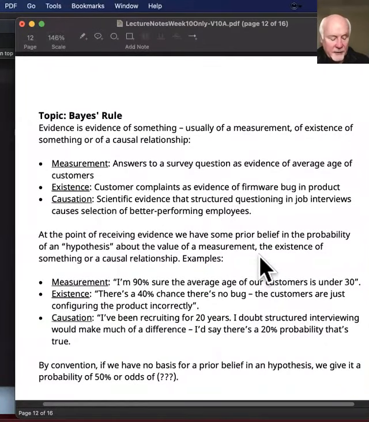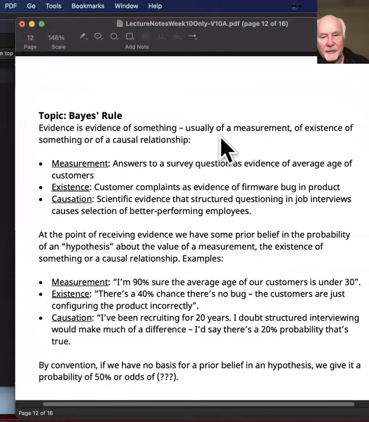Let's put it in the context of evidence. When we're using evidence for decision making, the evidence usually takes the form of measurements, of evidence of the existence of something or the non-existence, or of a causal relationship. And probably the most common thing that we're interested in is causal relationships. And often these other things can actually be construed as causal relations anyway.